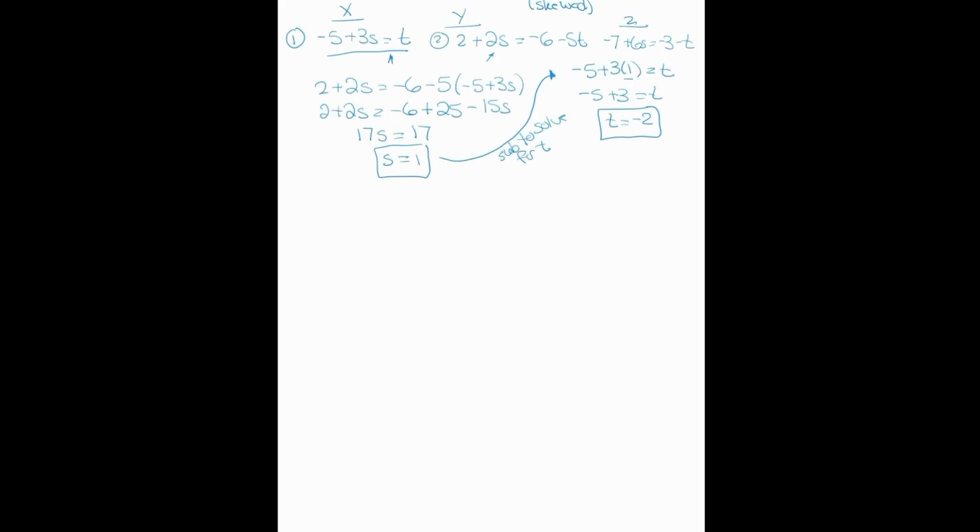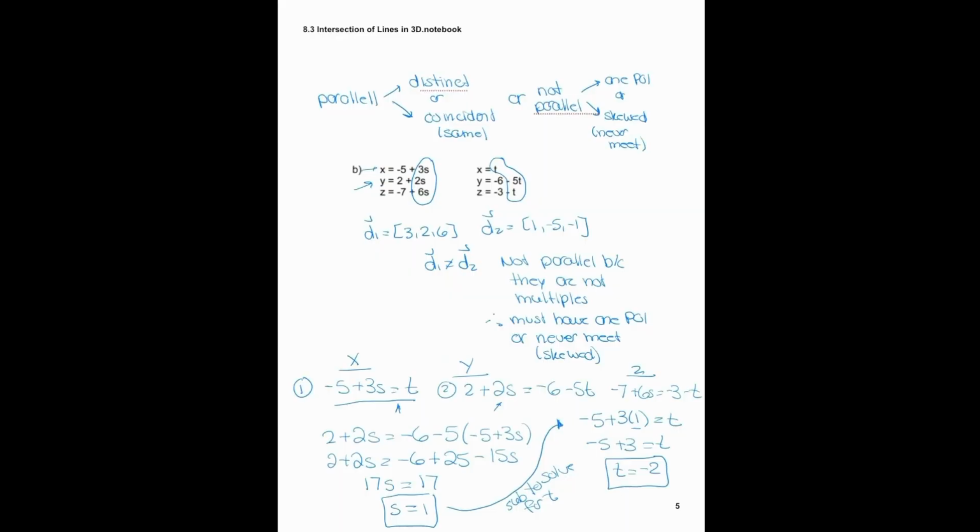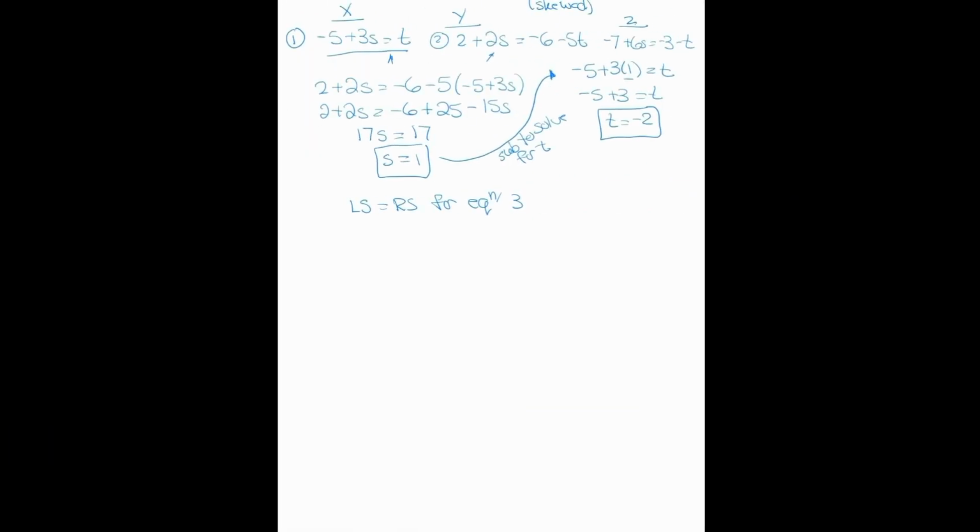I've just copied this over onto another page just so we have a little bit more room to work with. Like I say, now we're going to check if left side equals right side for our third coordinate, or as we've been calling it, equation 3. Just as a reminder, equation 3 would be -7 plus 6s on one side equals -3 minus t on the other.